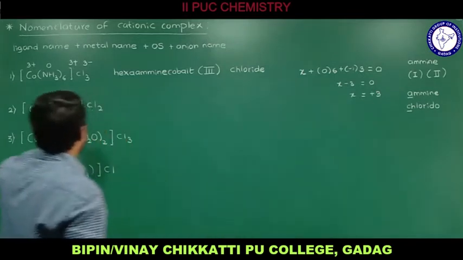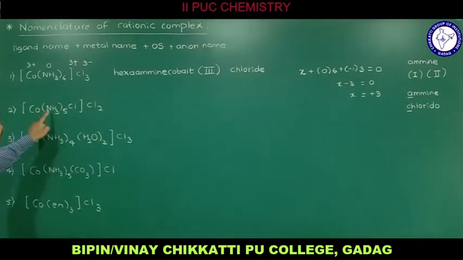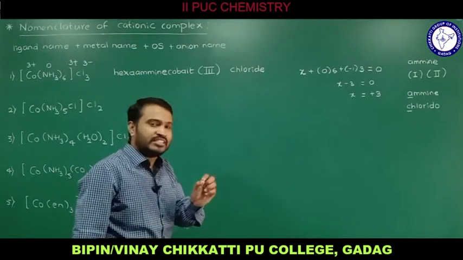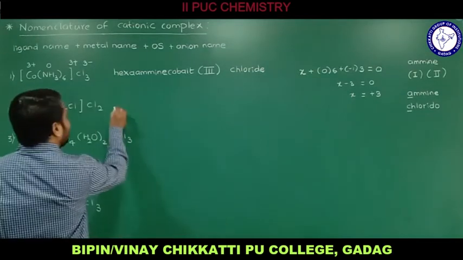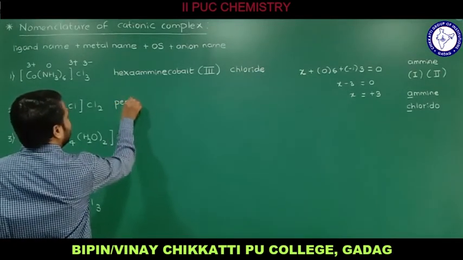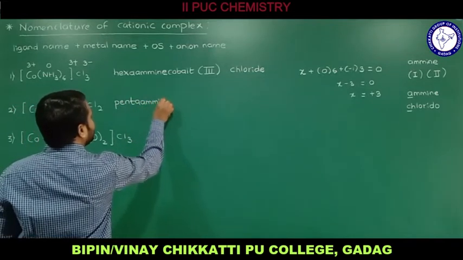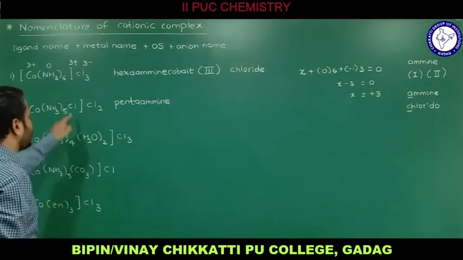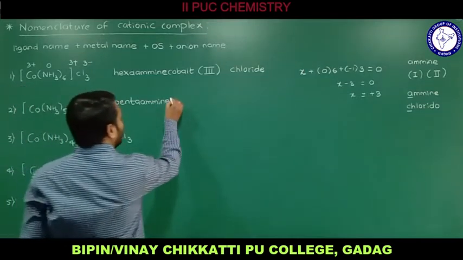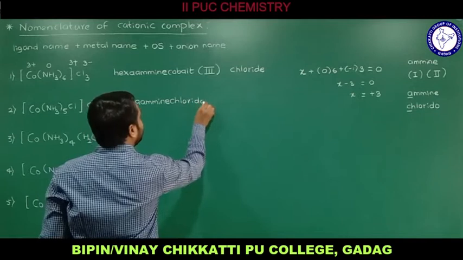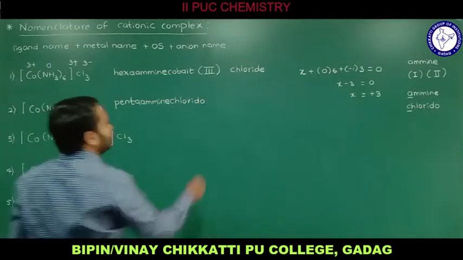So now see, I need to write amine, but we don't have only one amine. We have 5. Therefore, a prefix has to be added. What is the prefix for 5? Penta. Therefore, the name will be pentaamine. Right, so one ligand is over. One more ligand is Cl. What is that? Chlorido. We have only one, isn't it? So chlorido. Next, the central metal atom, cobalt.